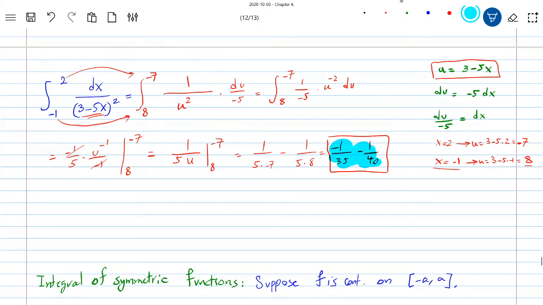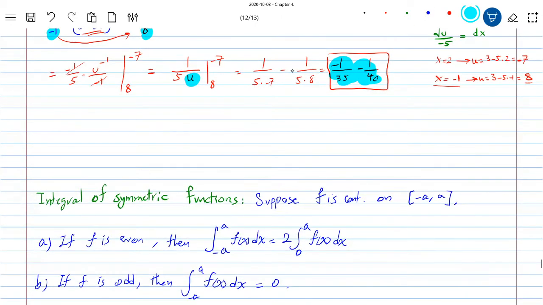Okay, if you do not update the boundary, then you have to replace u back at this point with 3 minus 5x, then evaluate it at negative 1 and 2. And in that case you do not need to update the boundary. You do not need to use negative 8 and 7. Sorry, negative 7 and 8.